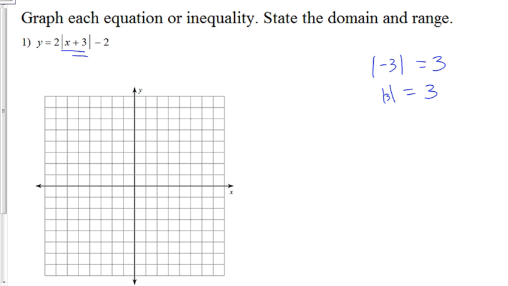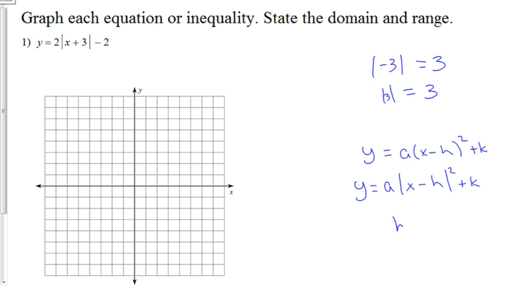So you're going to see a lot of things look real similar to vertex form of quadratic, which looks like this, where h and k were the starting points and a varied the slope. So for absolute value, it looks like this. Again, h and k are the starting points, or your vertex, and a helps define your slope.